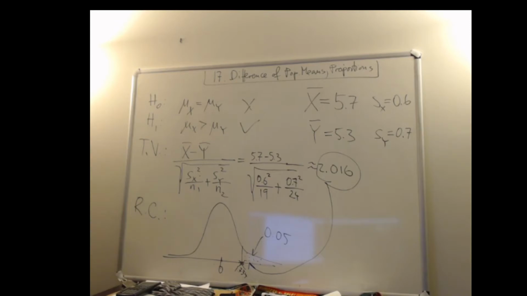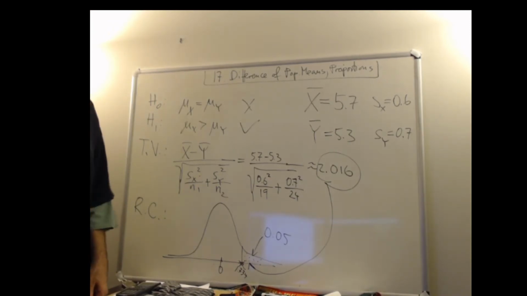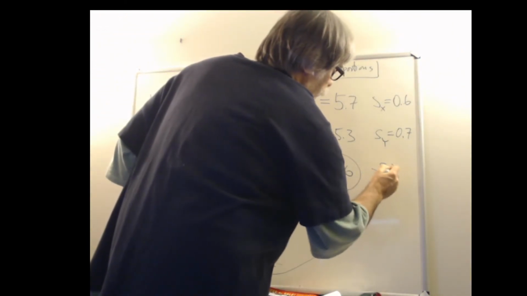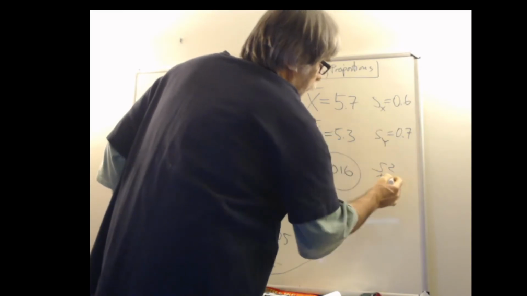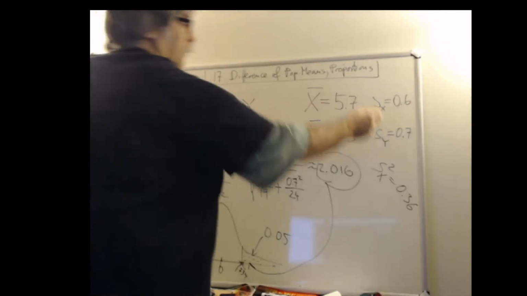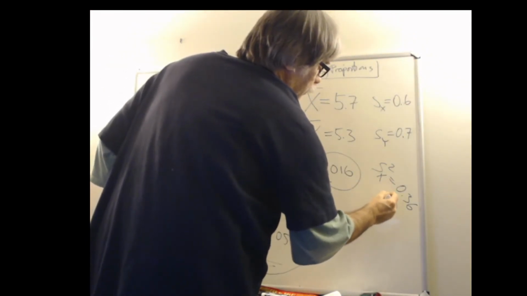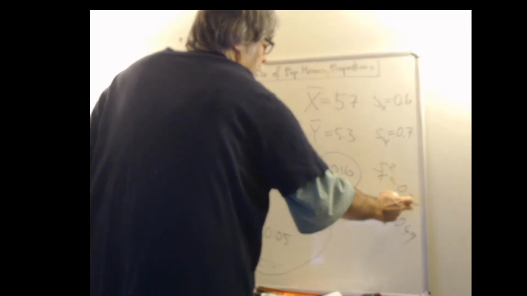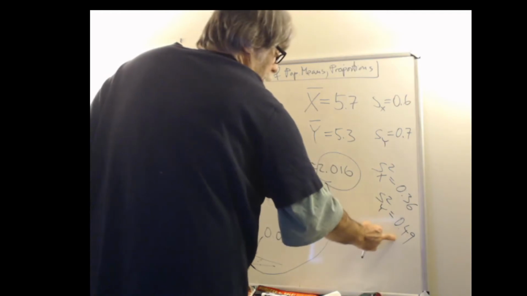And the reason why you do that is if the population variances are not the same. I think that's the case here, because if you square the sample standard deviation, you're going to have 0.36. When you square the standard deviation of the other sample, you get 0.49. This number is this number here, 0.49.